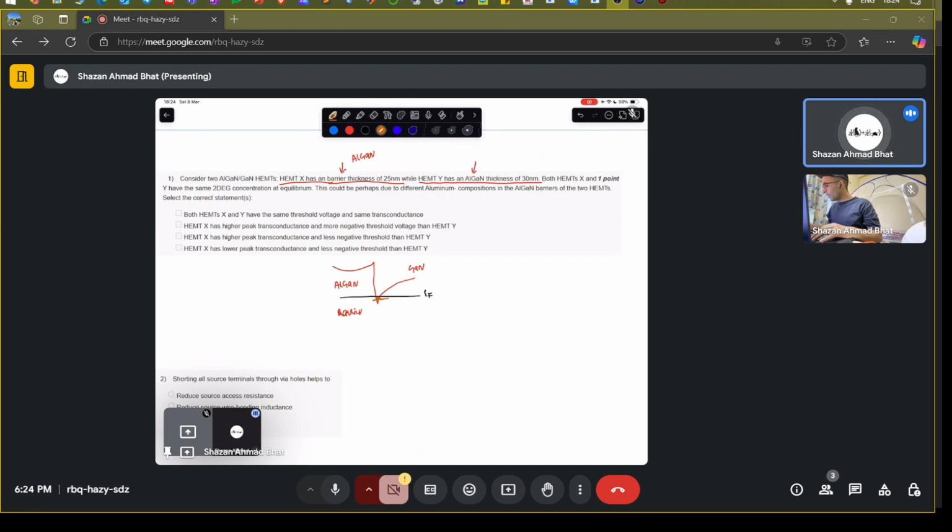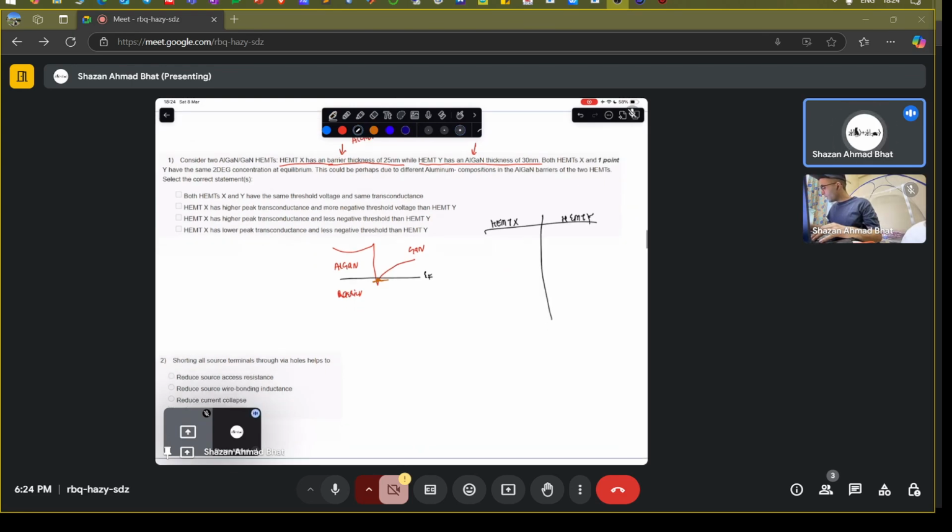So they are saying you have two HEMTs, HEMT X and HEMT Y. For this HEMT, you have a barrier thickness of 25 nanometers. For this, you have a barrier thickness of 30 nanometers. And you know that the gate is present on this side. This is the gate. So you see what is going to happen now.